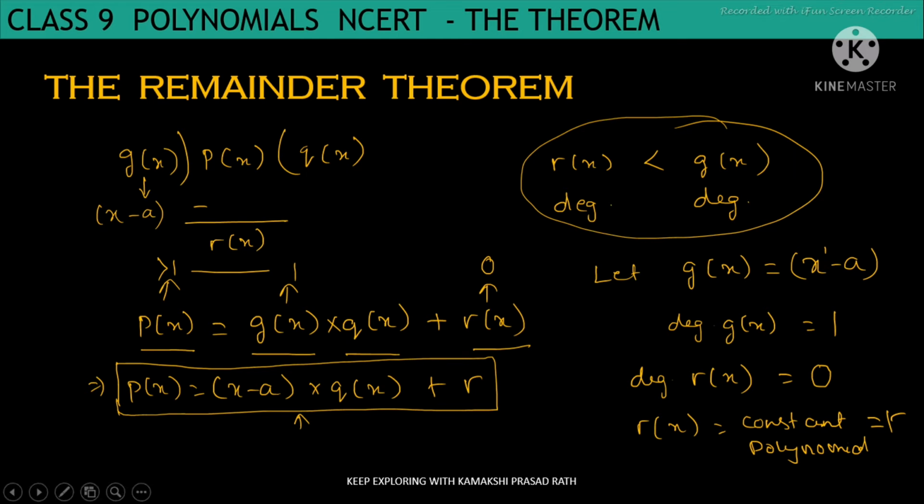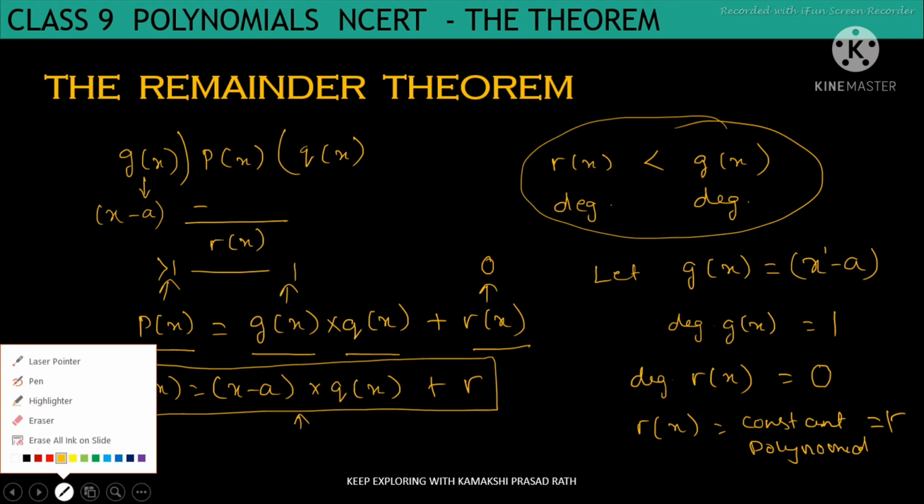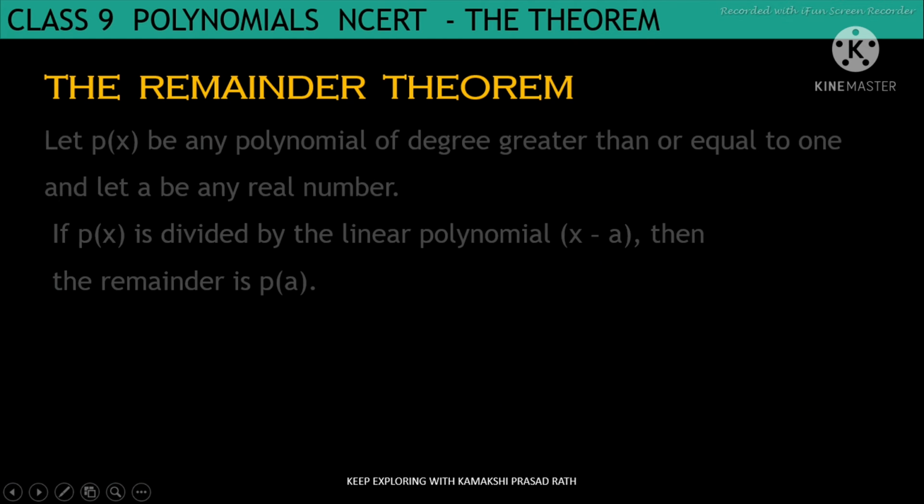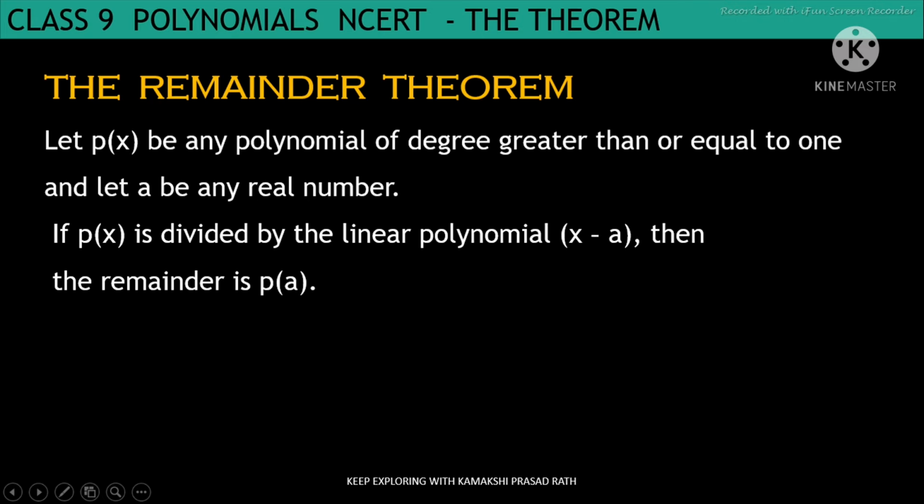So coming back to our theorem now, the theorem says: let p of x be a polynomial of degree greater than or equal to 1, and let a be any real number. Now if p of x is divided by the linear polynomial x minus a, then the remainder is p of a. We have to prove it.